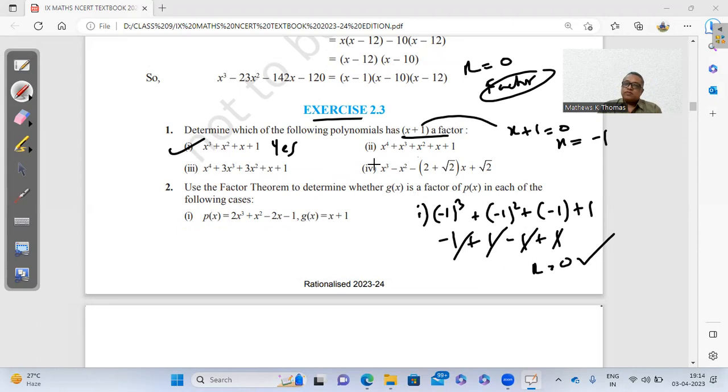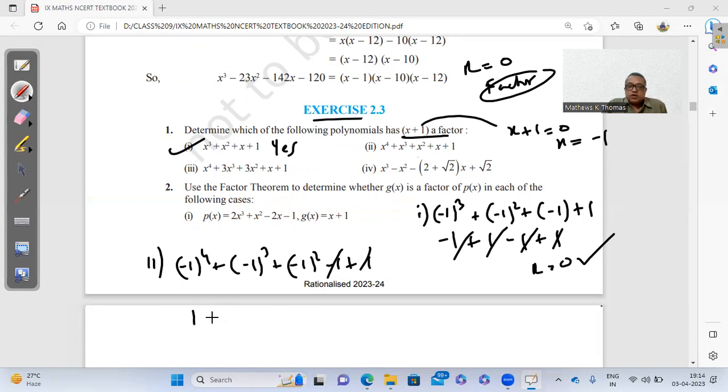Now it's the same procedure. We have to repeat the same procedure 4 times. Again, we have to find out whether x plus 1 is a factor, so put the value of x as minus 1. The second one will become minus 1 to the power 4, minus 1 to the power 3, minus 1 square, minus 1 plus 1, right? So minus 1 plus 1 I'm cancelling. Minus 1 to the power 4 is positive 1. Then this is minus 1 plus 1. So here in the end we are getting 1. Remainder is not 0. Therefore, it is not a factor.